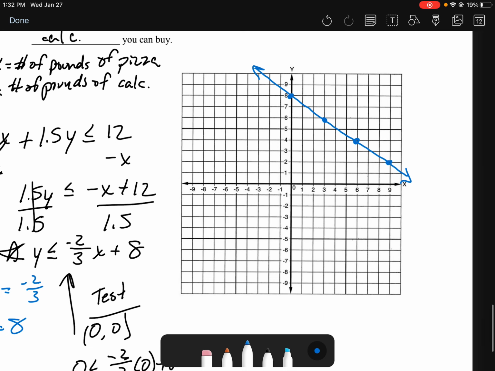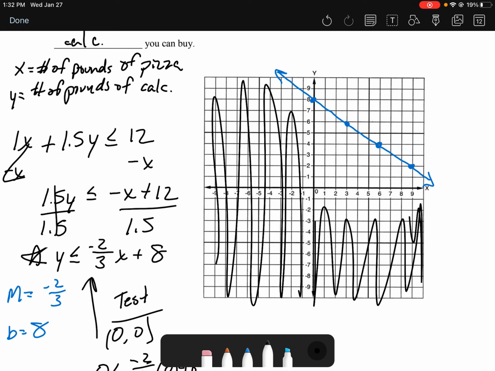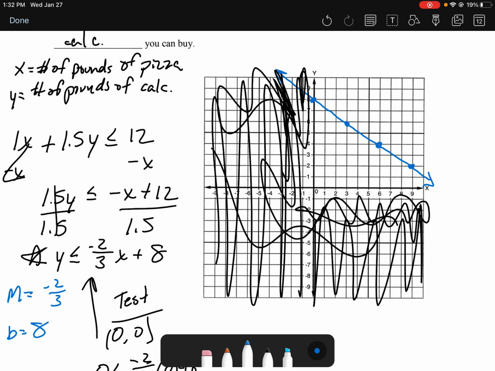Now, when I'm shading this, I'm not allowed to have negative numbers of pizzas and negative numbers of calculators. So really, all of this part does not make sense in terms of this problem. What does make sense are the positive numbers. So this part right here are my solutions to this inequality. Because again, you can't have negative numbers of pizza. You can't have negative numbers of calculators. That just doesn't make sense.